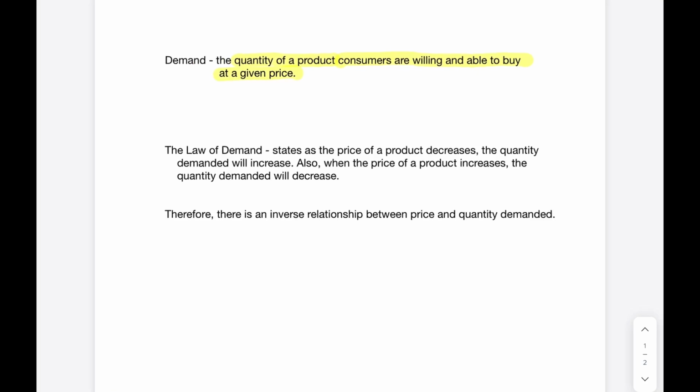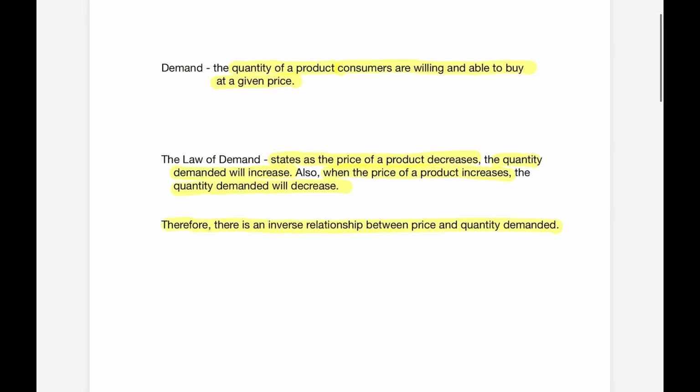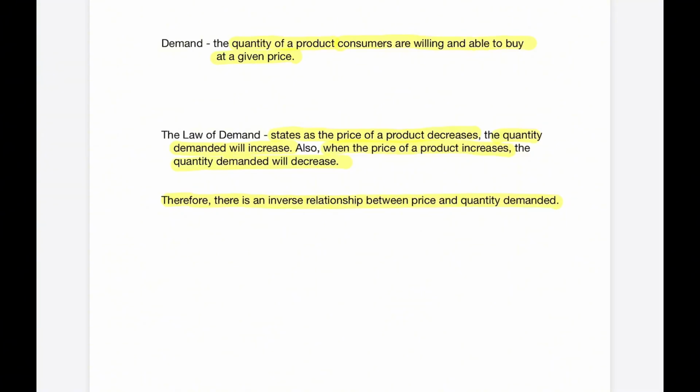Let's just go back and have a look at this, the law of demand. So the law of demand states as the price of the product decreases, the quantity demanded will increase. Okay, so when the product decreases in price, more consumers are going to be willing and able to buy the product, so demand will increase. But also when the price of the product increases, the quantity demanded will decrease. If the price increases, it means less consumers will be willing and able to buy the product, so the quantity demanded will fall. Therefore, there is an inverse relationship between price and quantity demanded.